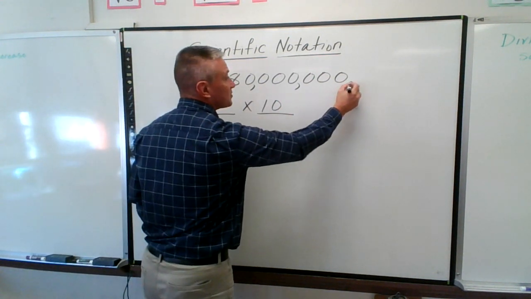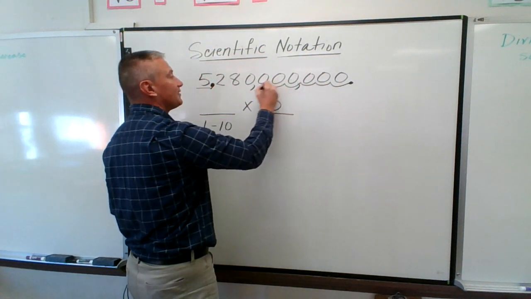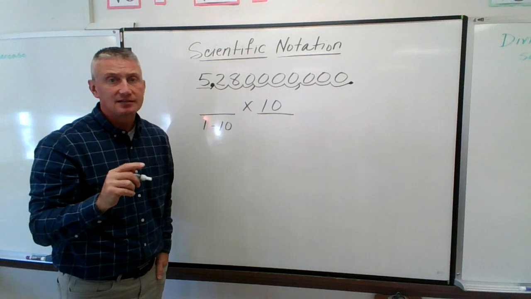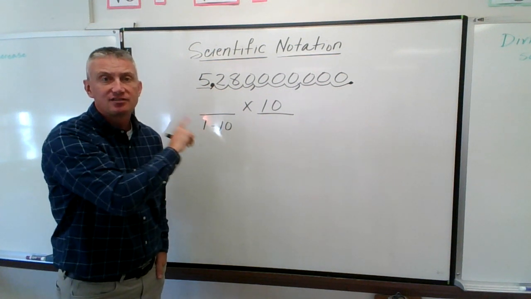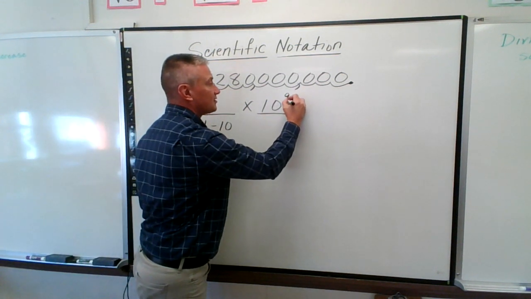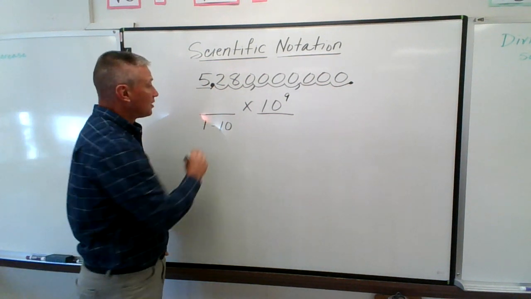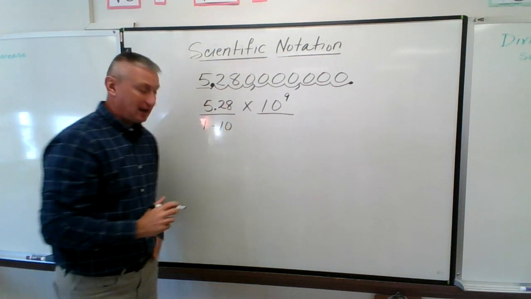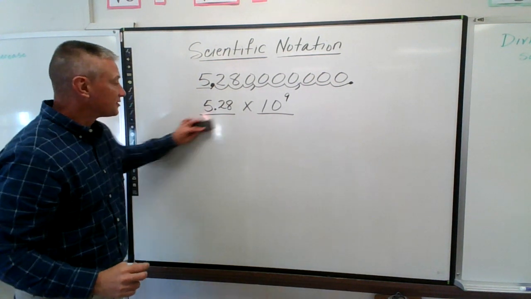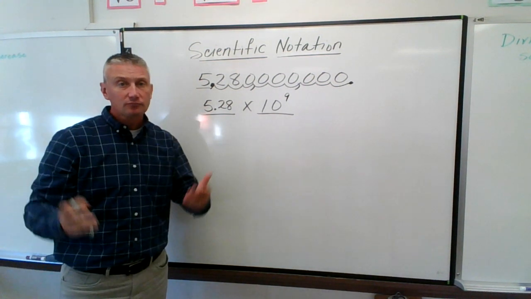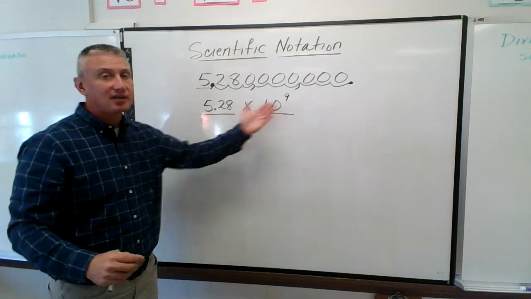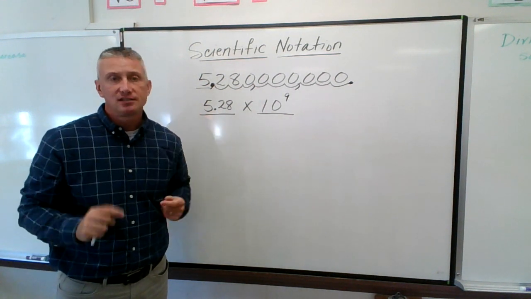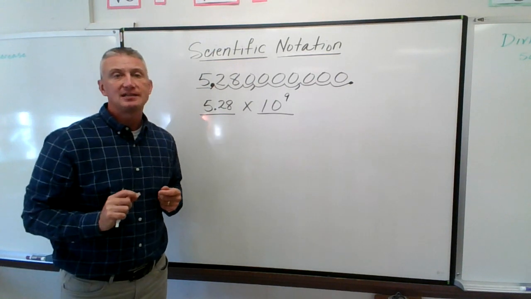I have to move this 1, 2, 3, 4, 5, 6, 7, 8, 9 times. Looks familiar, doesn't it? That's what we had on the last one. Same thing. This is to the 9th power. I know that. Now, this number has to be 5.28. I hope you see the difference. Last time, we just rounded. It was just 5 times 10 to the 9th power. This time, we wanted the true scientific notation number. We want him to be dead on.